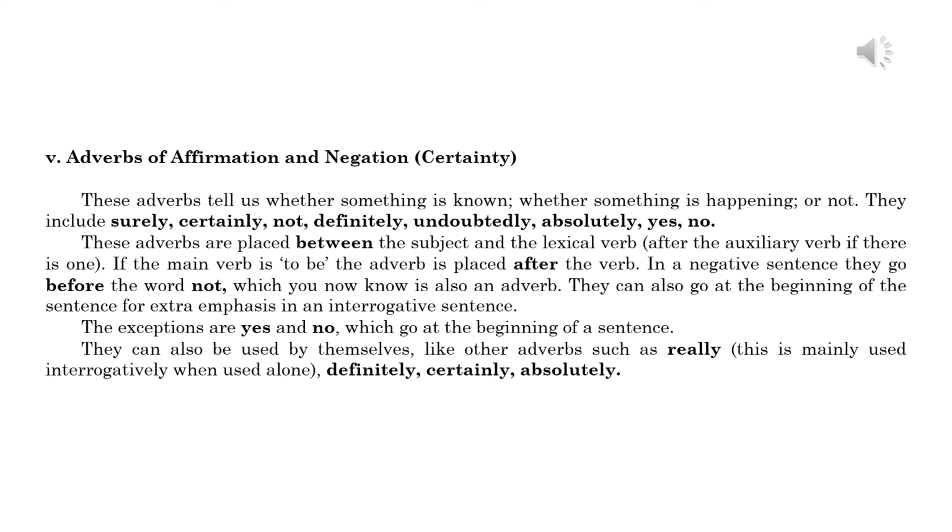These adverbs are placed between the subject and the lexical verb, after the auxiliary verb if there is one. If the main verb is to be, the adverb is placed after the verb. In a negative sentence, they go before the word not, which you now know is also an adverb. They can also go at the beginning of the sentence for extra emphasis in an interrogative sentence.